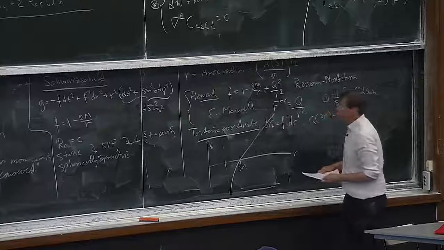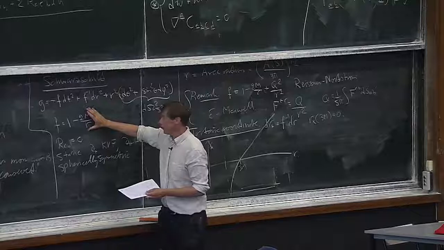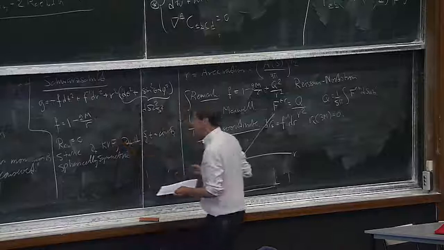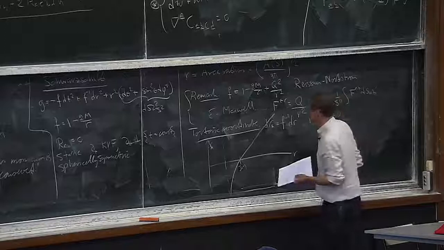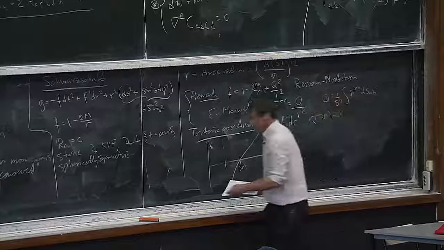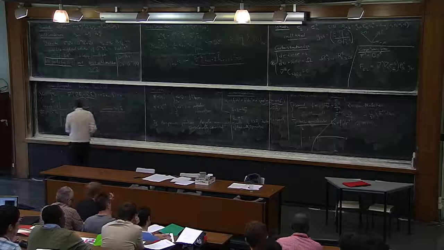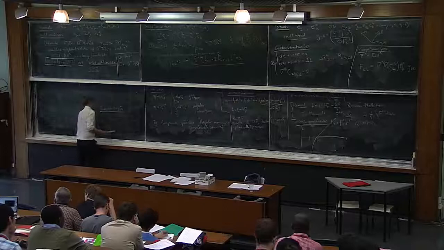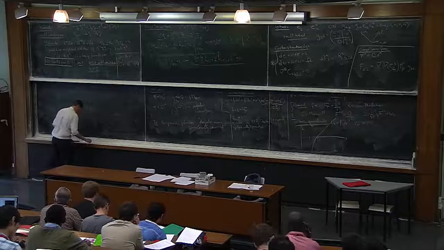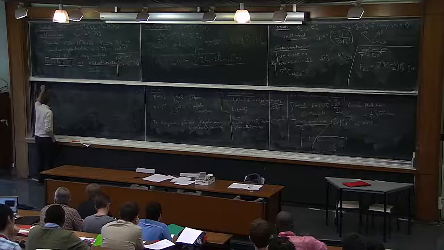So r equals 2m, this is the horizon. At this stage we see it's a coordinate singularity, but it's actually the location of the event horizon, and introducing this new coordinate pushes the event horizon off to r star equals minus infinity. Okay. Once we have this new coordinate, we can introduce null coordinates.